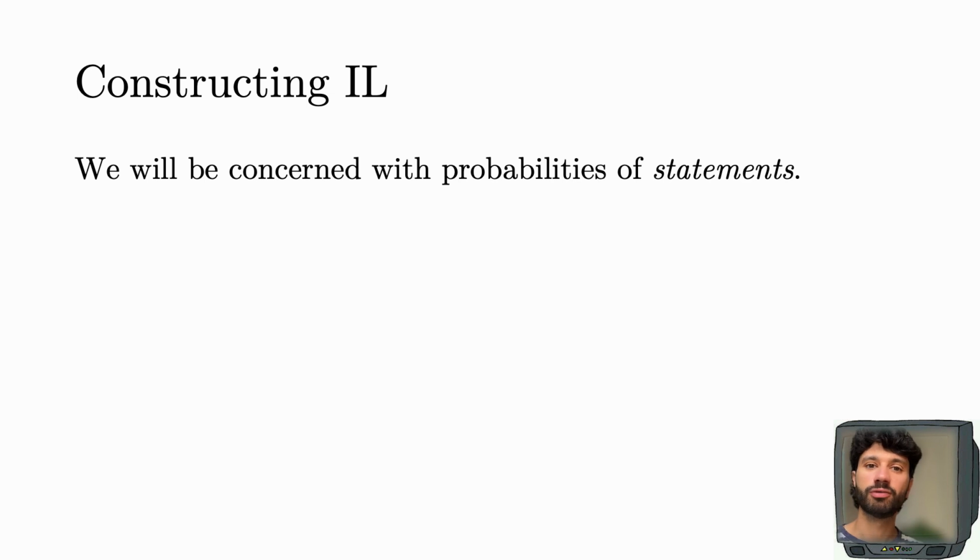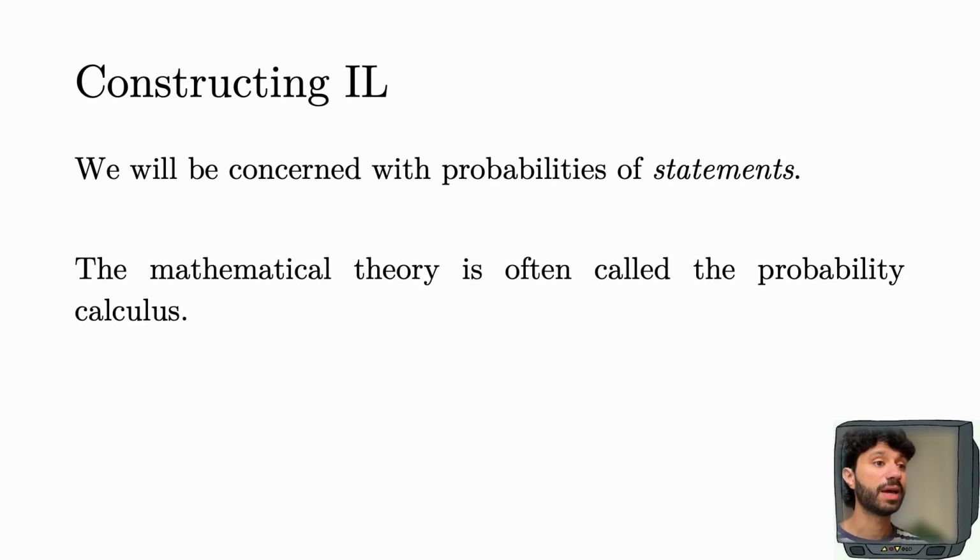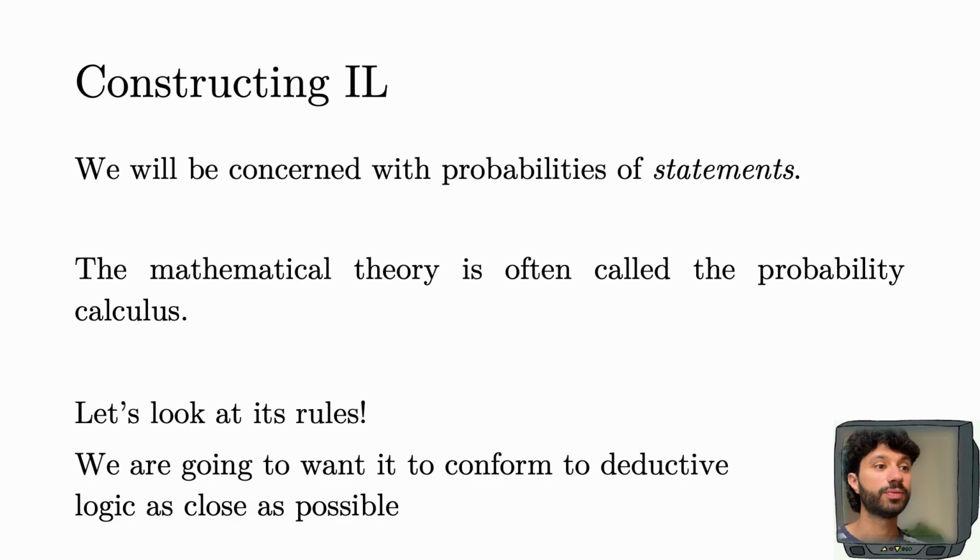Okay, so just a few more notes. What we're going to be concerned with is the probabilities of statements. We're going to assign probability values to statements, just as in deductive logic we would assign truth value to statements. The mathematical theory that we're going to use is often called the probability calculus or probability rules. Okay, so after all this, let's look at the rules. And just a quick note, we're going to want to conform to deductive logic as close as possible. So you'll see that we're going to use some notions that we used at the beginning of the class and apply them now.